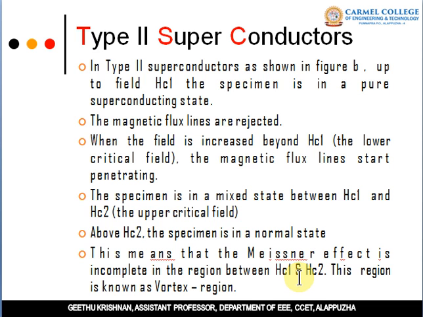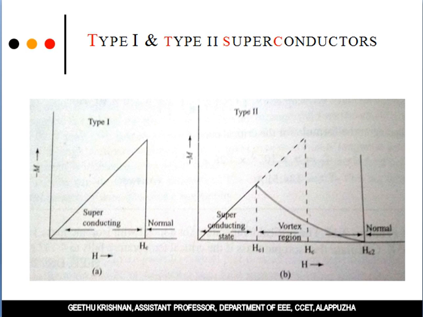The applications of superconductors are, first one, maglev trains. Have you heard about maglev trains? These maglev trains are examples of superconductor application. When a magnet is placed over a superconductor, it floats. That happens in the case of maglev trains.